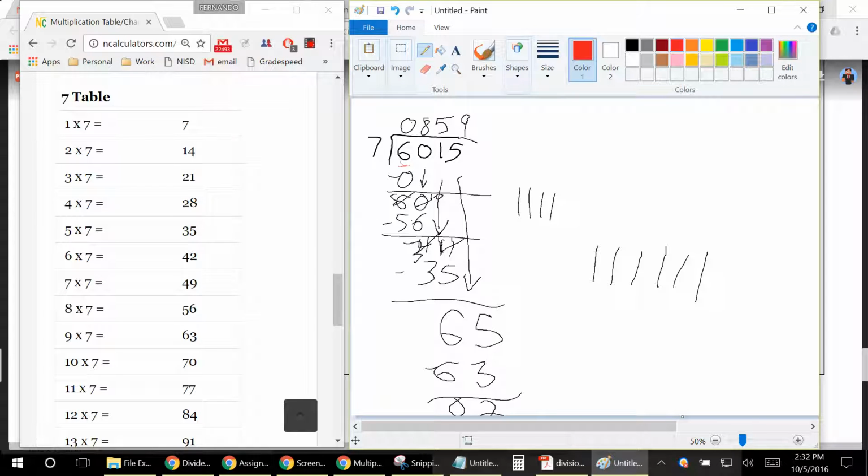That 2 over here, okay? You're going to go ahead and bring up, and you're going to go ahead and write R for remainder that's left over, 2. The answer is 859, R2.